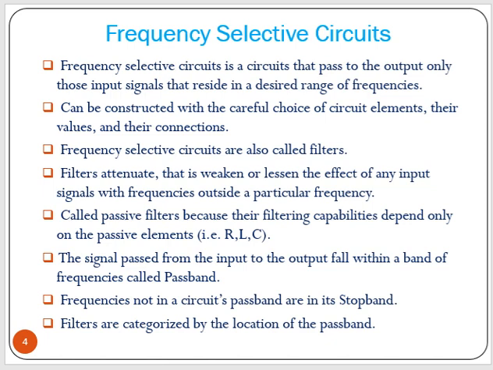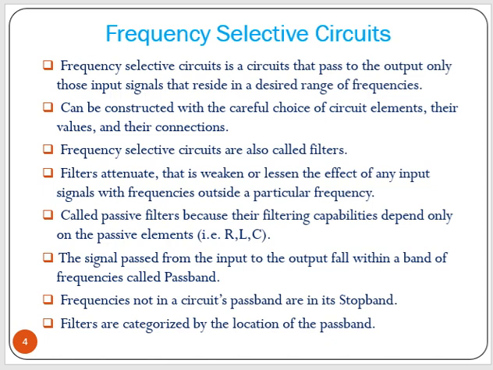Now filters attenuate, that is weaken or lessen, the effect of any input signals with frequencies outside a particular range. Frequency selective circuits are also called passive filters because their filtering capability depends on the passive elements R, L, C. So we can have passive filters and active filters also. In active filters we will have some active devices like transistors and op amps, which will be connected with R, L, C obviously to get an active filter.